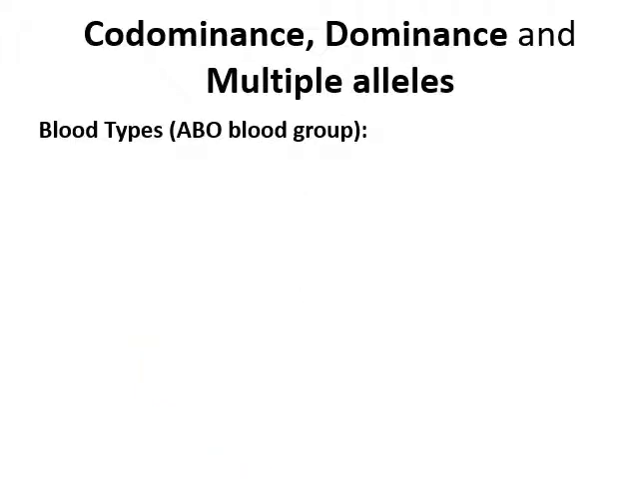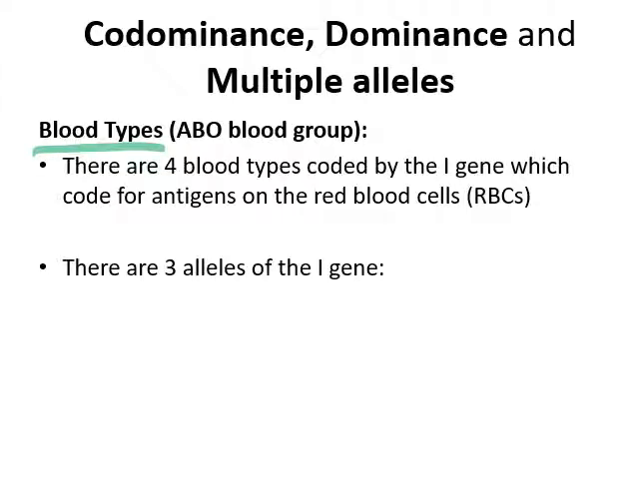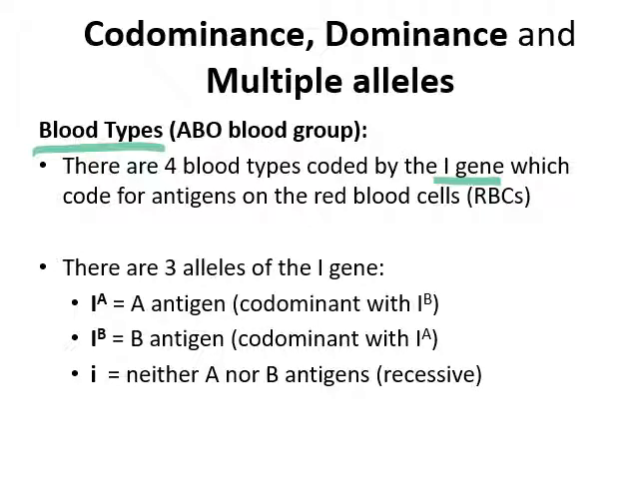Codominance, dominance, and multiple allelism show up with blood types. You probably know what blood type you are, but it's based on how these different genes interact. Blood types are encoded by the I gene, which builds antigens on the surface of the red blood cells. There are 3 versions of this: the A antigen, the B antigen, or neither one of them.